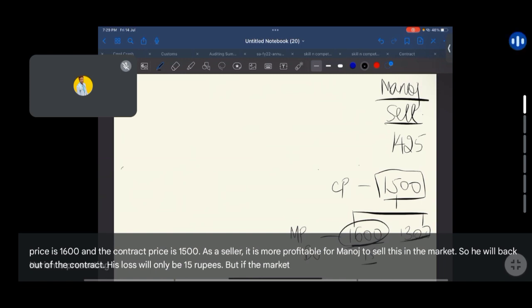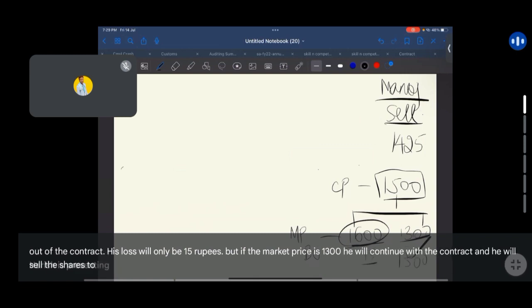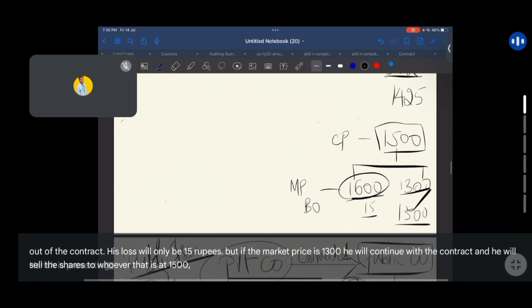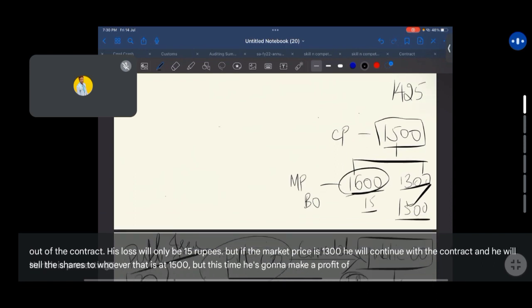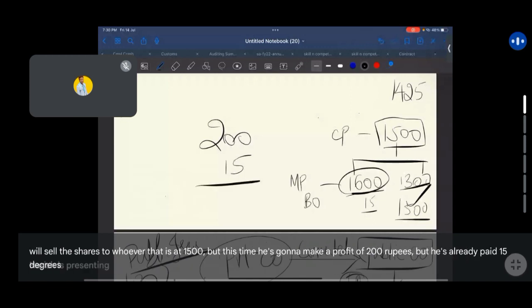But if the market price is 1300, he will continue with the contract and he will sell the shares to whoever at 1500. This time he's going to make a profit of 200 rupees, but he has already paid 15 rupees in advance, so his net profit is 185.